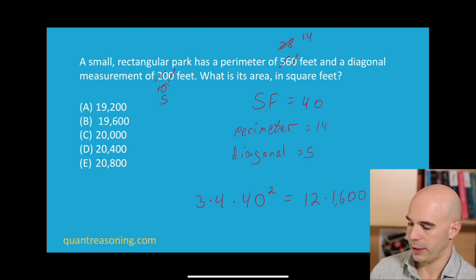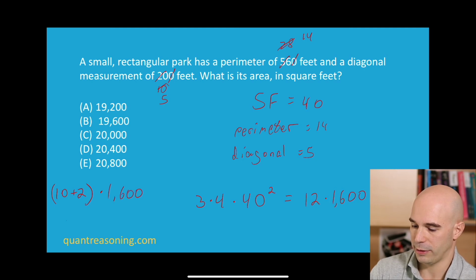And personally, I think the way I would solve that is I would think of it as 10 plus 2 instead of 12. 10 plus 2 times 1600. So 10 times 1600 is 16,000. And 2 times 1600 is 3200. So adding those together, I get answer choice A.